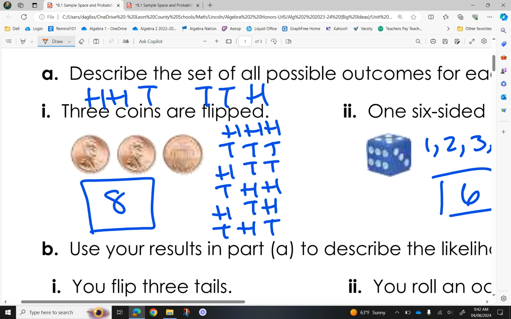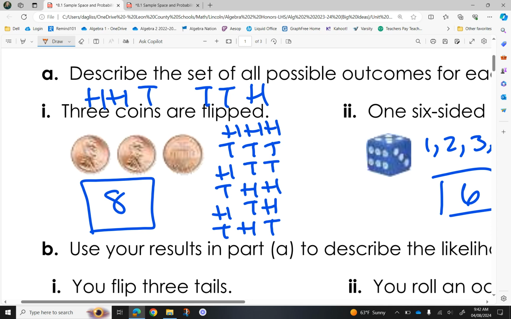Did anybody use like math, maybe? What did you do? You just multiply, like, if there's 2 outcomes for each one, you can just multiply 2 times 2 times 2, which also gives us 8. That will come back later. But today we're doing mostly let's write them out. What is our sample space? What could actually happen?